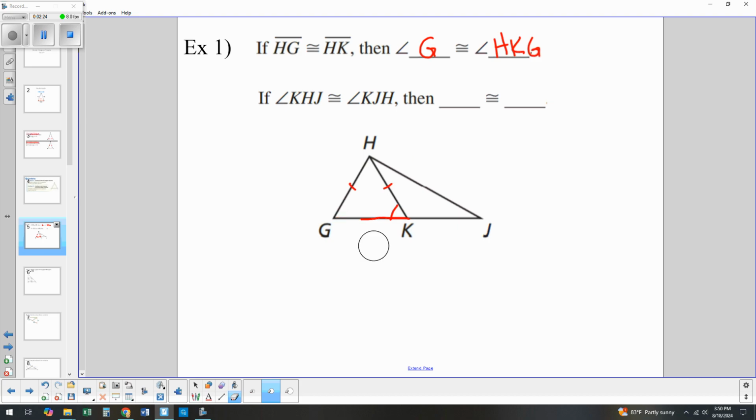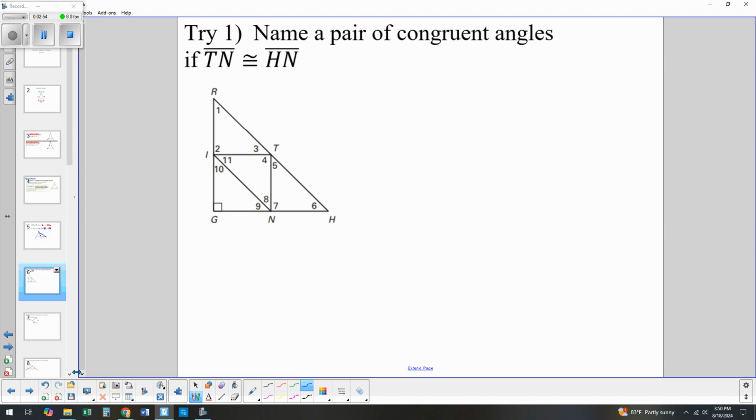The next part, I'm starting with a pair of angles that's congruent. So let's say I had KHJ. KHJ is in the corner here, and KJH is in the corner by J. So if these are my two congruent angles, they're my base angles. HJ would be the base, meaning the remaining two sides of that triangle would be the legs that are congruent, or HK and KJ. So here's a try problem for you of the same idea. Pause if you'd like. The answer is posted online.